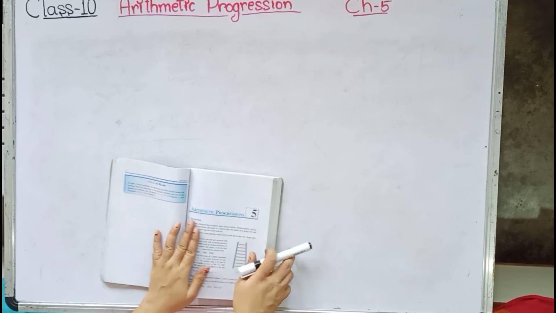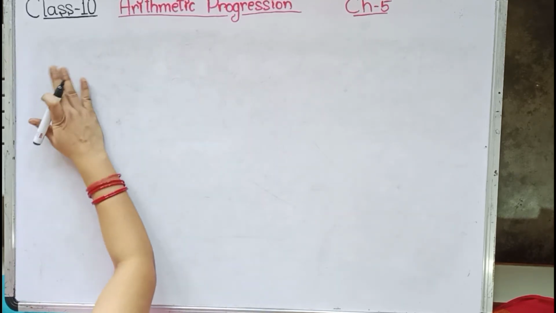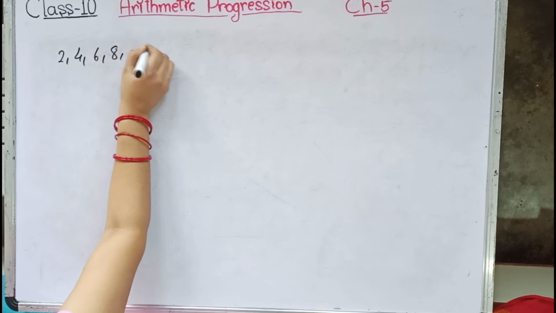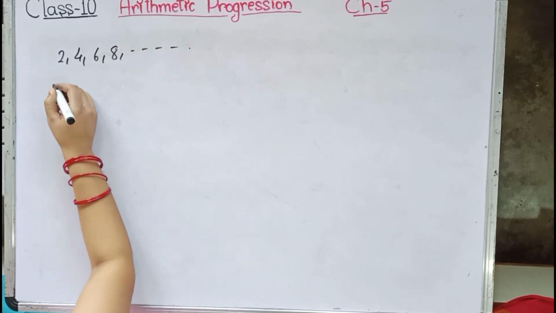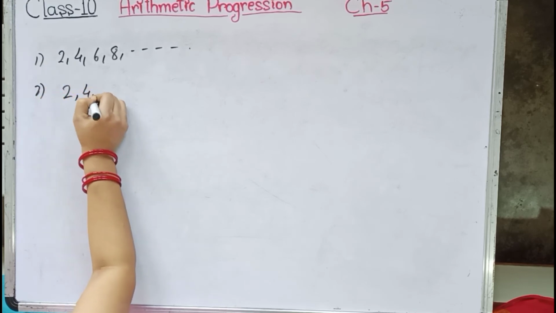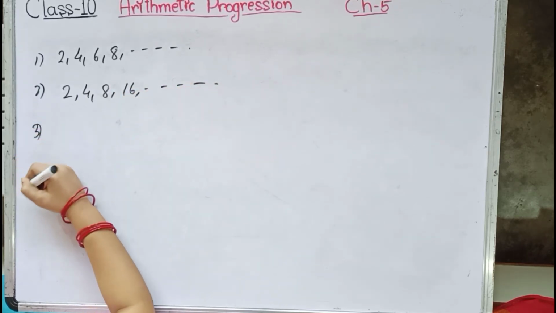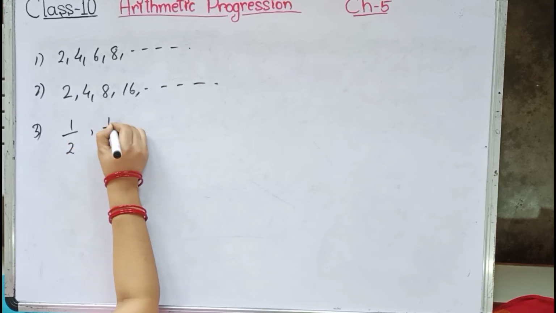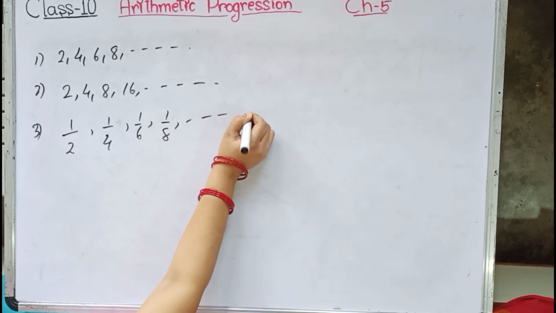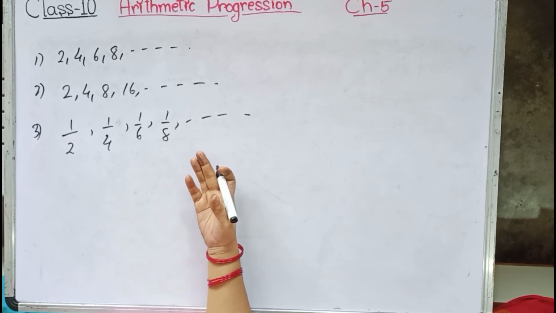So let us start arithmetic progression. Now children, first of all I am writing a pattern, or a series. Suppose the series I am writing as 2, 4, 6, 8 and so on. Again let us suppose I am writing another series as 2, 4, 8, 16 and so on. Again one more pattern I am writing as 1 by 2, 1 by 4, 1 by 6, 1 by 8 and so on.